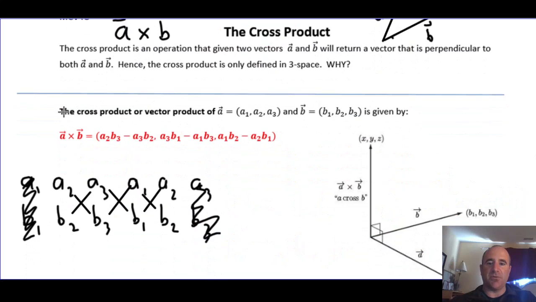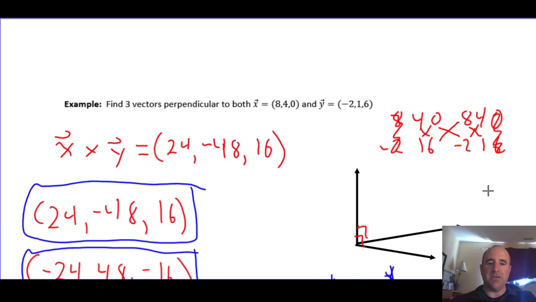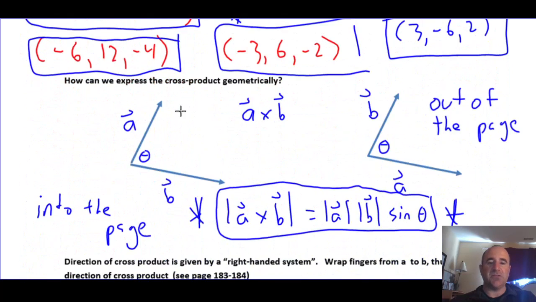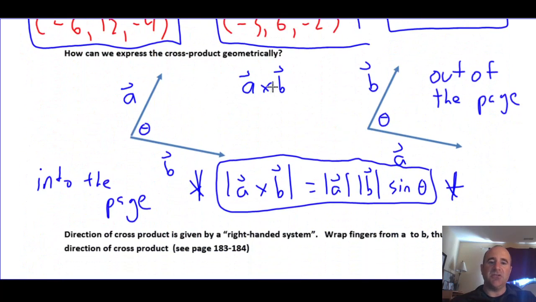So in a way, we have two different definitions for the cross product. The first one is this formula right here. The second definition, geometrically speaking, is that the cross product is a new vector that follows the right-hand system rule, is perpendicular to A and B, and has this magnitude right here.